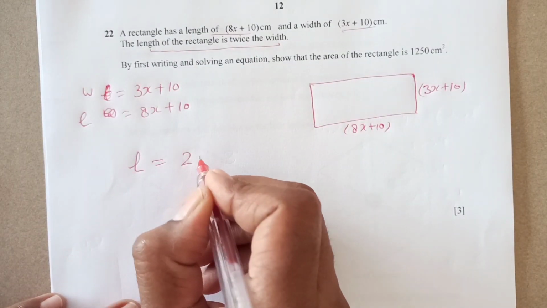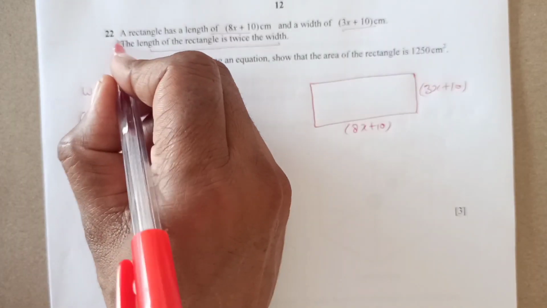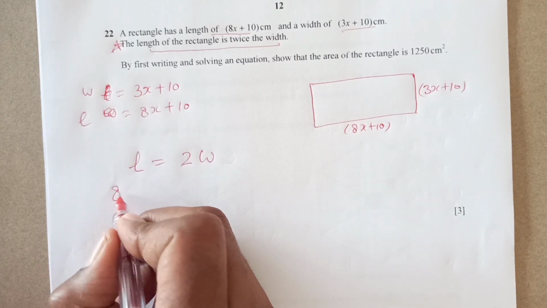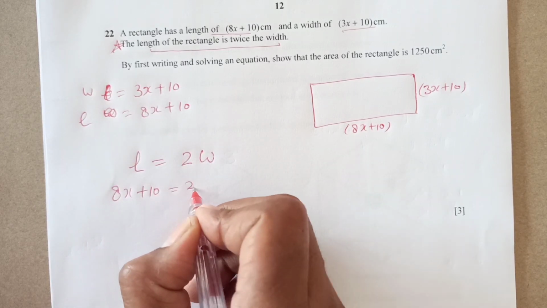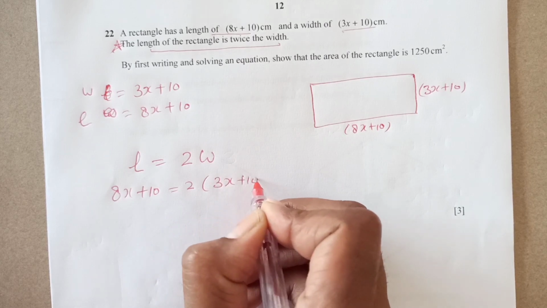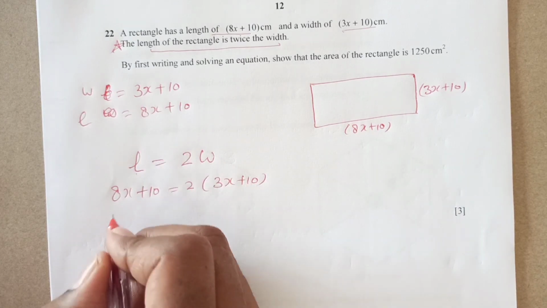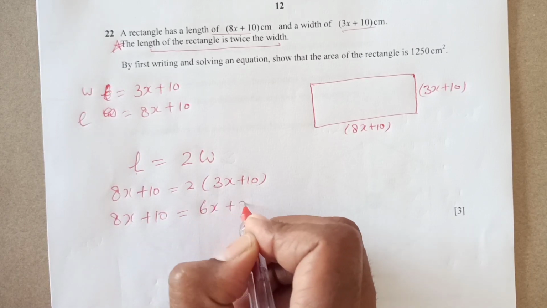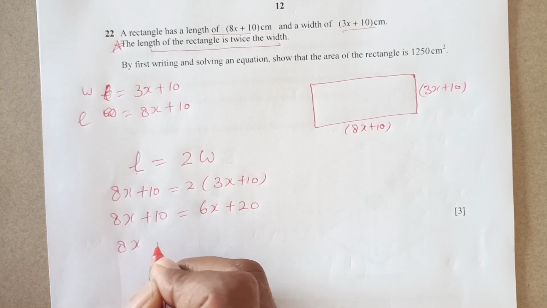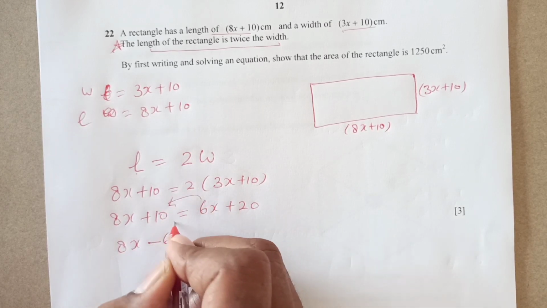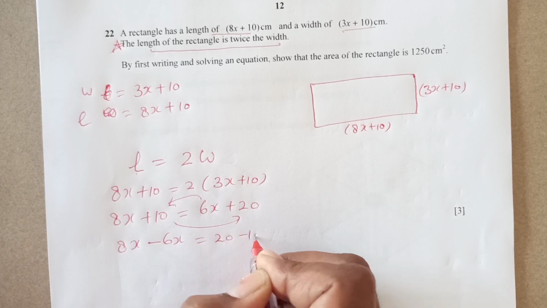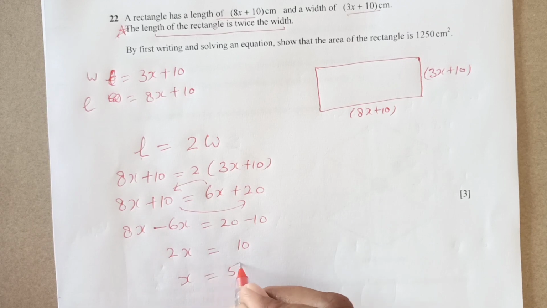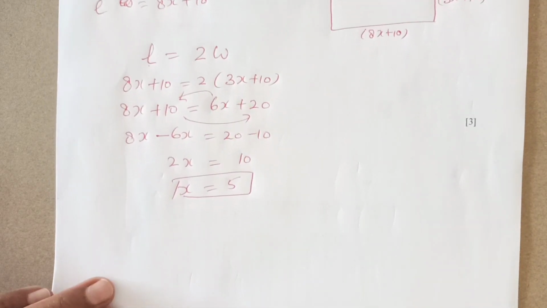Now we are given the length of the rectangle is twice the width, so L is equal to 2 times W. That's the condition which is given to us over here. So length is 8x plus 10, 2 times the width, that is 3x plus 10, just replacing L and W with the values. So 8x plus 10 equals 6x plus 20, so 8x minus 6x, bring this to this side, 20 minus 10, so this is 2x equals 10, so x is equal to 5. So we got the value of x as 5.